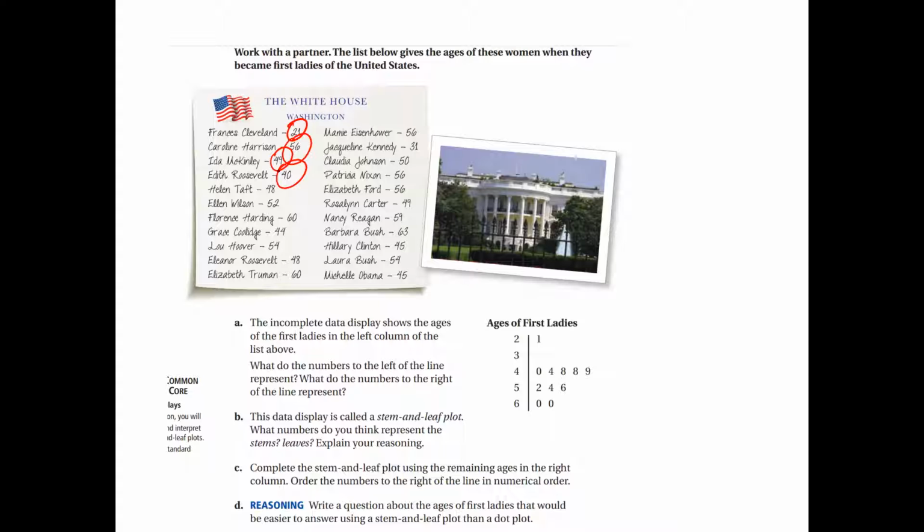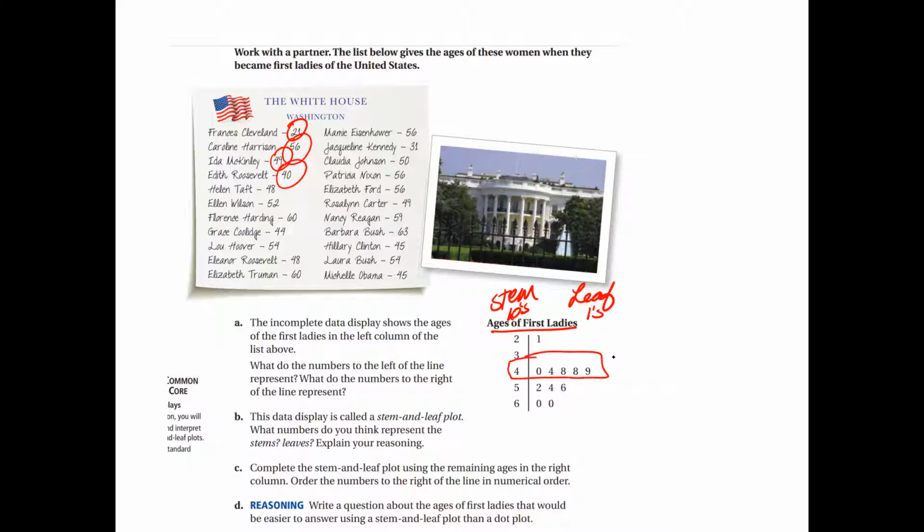And one of the things that you can do is organize it on a stem and leaf plot. This is a stem, this is a leaf. So the tens of their age is the stem and the ones is the leaf. So as I'm looking at this here, what do I see from the data, how it's organized?